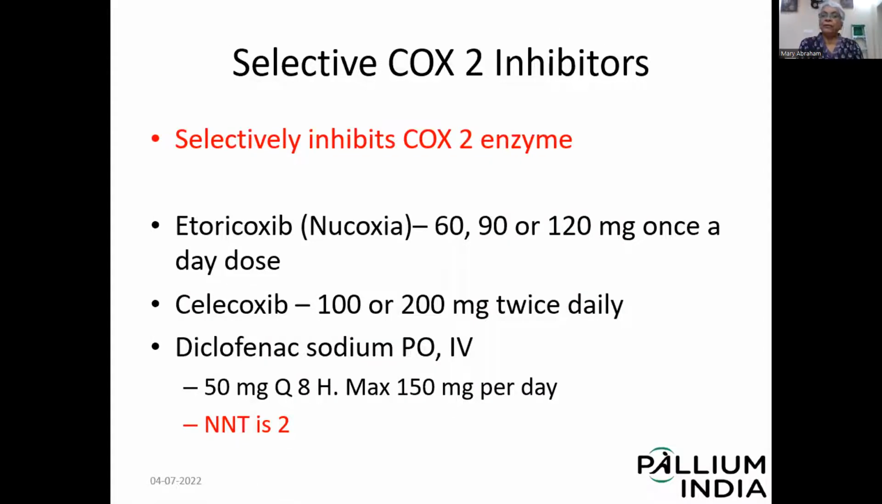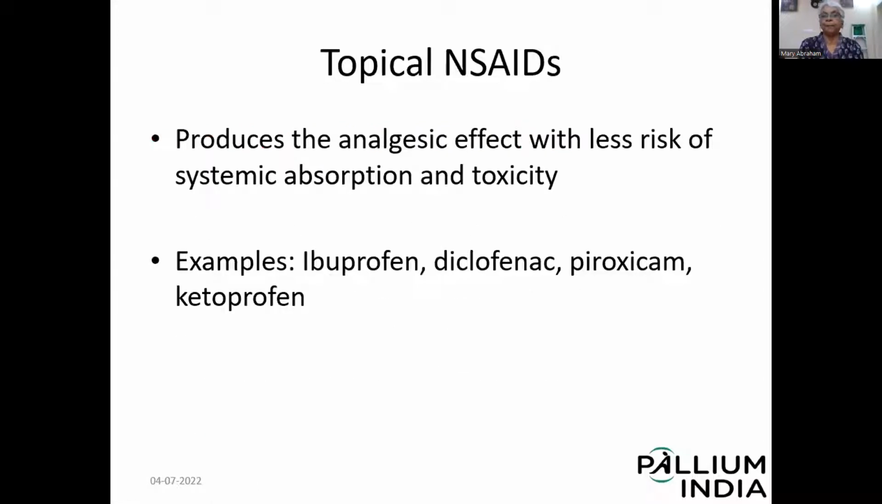Now we talk about selective COX-2 inhibitors. So they are only inhibiting the COX-2 enzyme, and the COX-1 enzyme is preserved. So the examples are etoricoxib or Nucoxia in a dose of 60, 90, or 120 mg once a day only. Celecoxib, 100 or 200 mg twice daily. And like I said, diclofenac can be actually classed as a COX-2 inhibitor. Its NNT is also very good. Its NNT is 2. Okay.